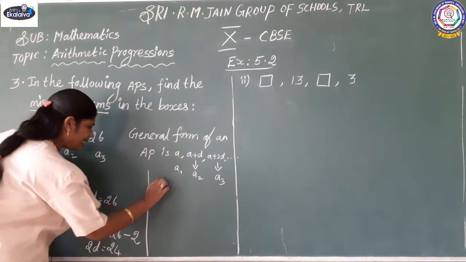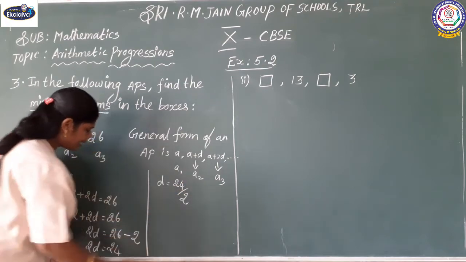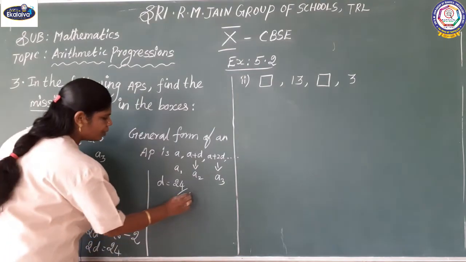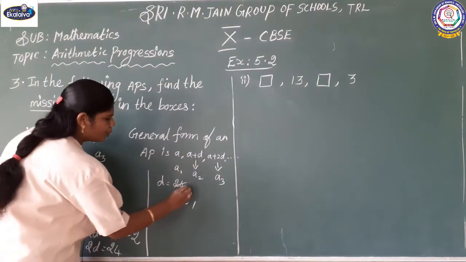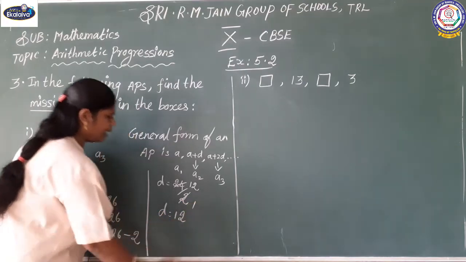Okay. So D equal to 24 divided by 2, because multiplication will change to division on the other side. So 2 ones are 2, 2 12s are 24. So D equal to 12.